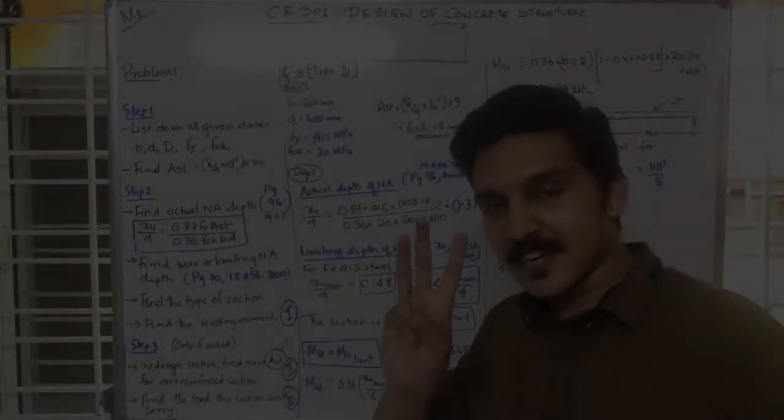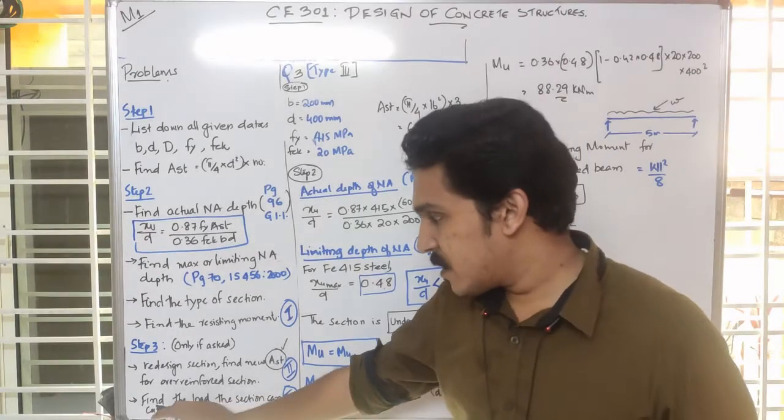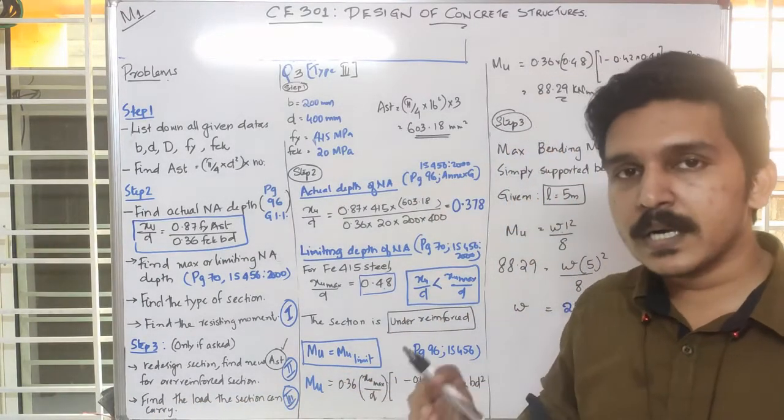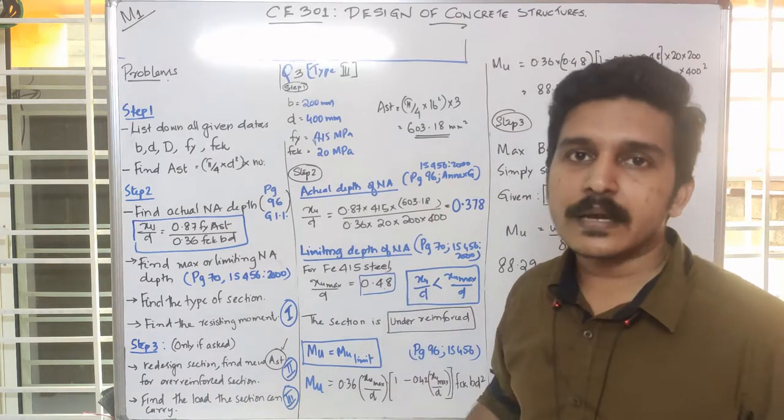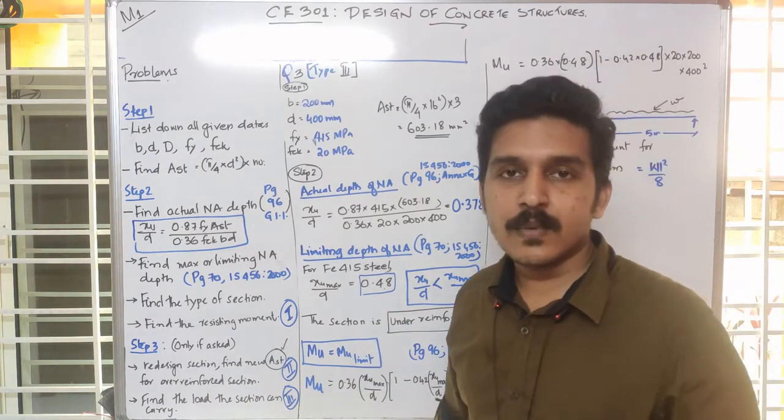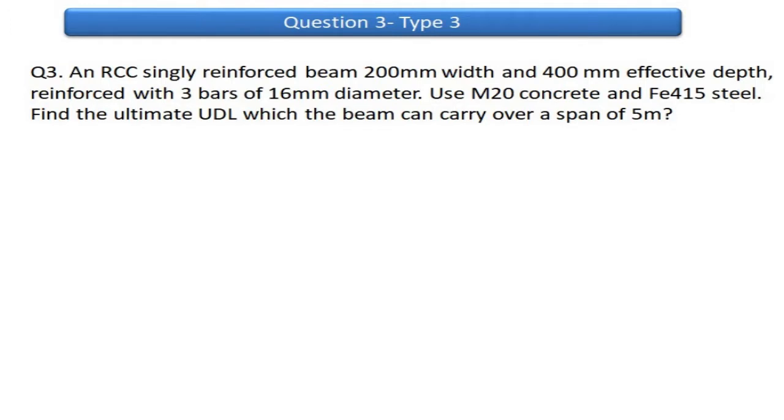Now let us discuss the third type of question. In this question, what we do is we have to find the particular load, or the ultimate load, that the section can take. So we will discuss this question here. What is important is, given a beam of 200 by 400, similar size as the last question, and Fy and Fck, everything is given. And in this question, we have to find the load that can be safely carried, the ultimate UDL which the beam can carry safely over a span of 5 meter. Also given M20 concrete and Fe415 steel.